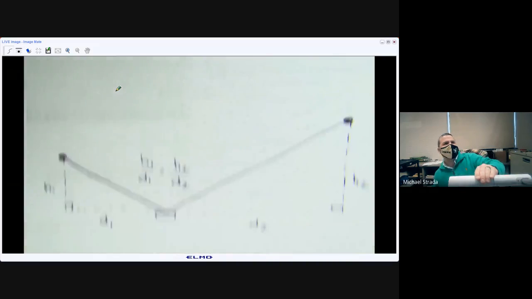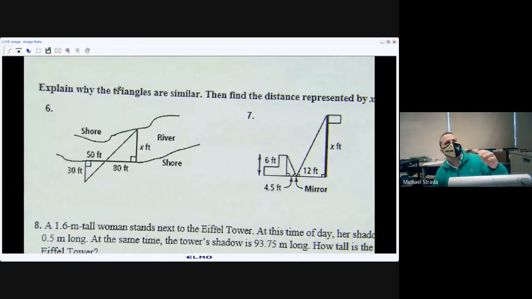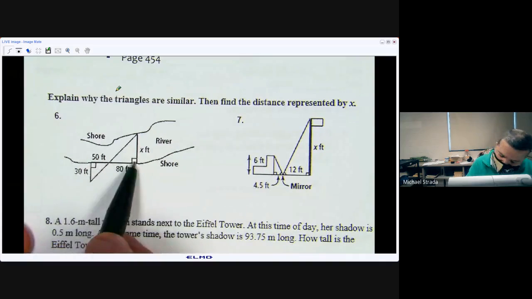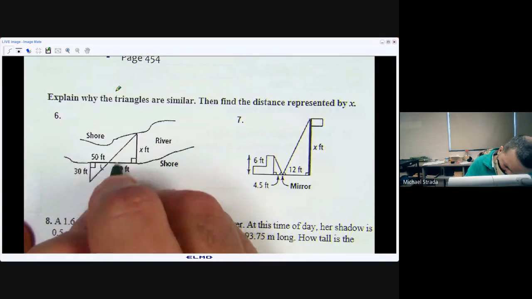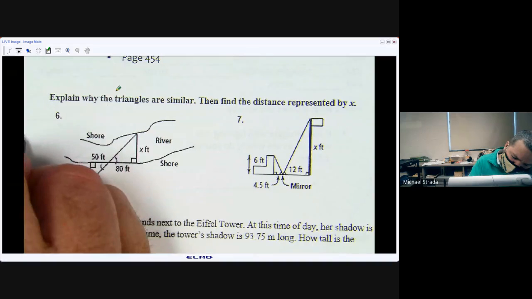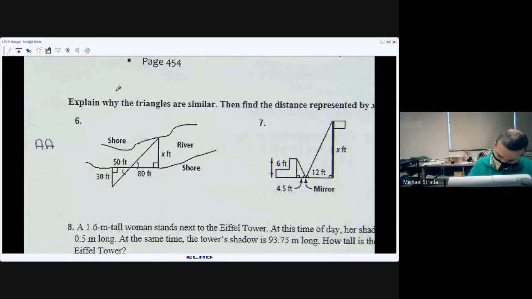So if I look at 6, explain why the triangles are similar, then find the distance represented by x. So I have the right angle, correct? And then I have vertical angles. So I got 2 pairs of congruent angles. Everybody good? So that's going to tell me they are similar because of what 2 letters? Angle, angle.